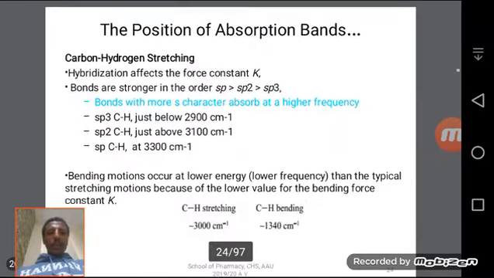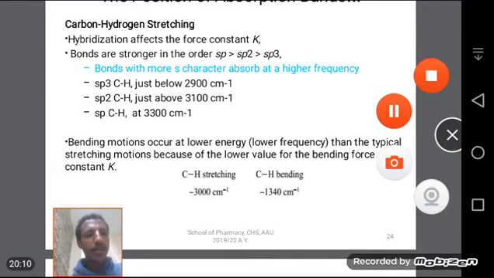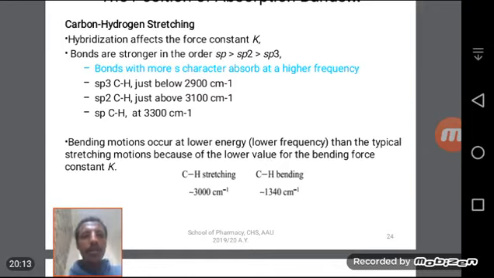Next, carbon-hydrogen stretching. That means the single bond between carbon and hydrogen. Hybridization affects the force constant K. Bonds are stronger in the order of sp greater than sp2 greater than sp3. That means the more s character, the greater the frequency or wave number. Bonds with more s character absorb at higher frequency.